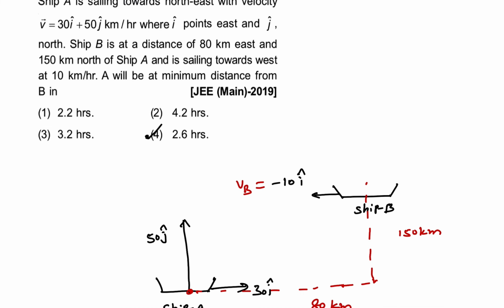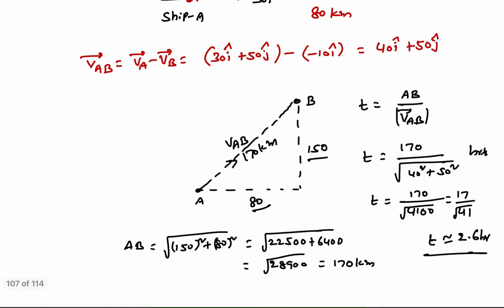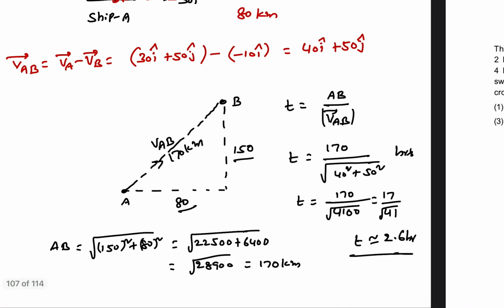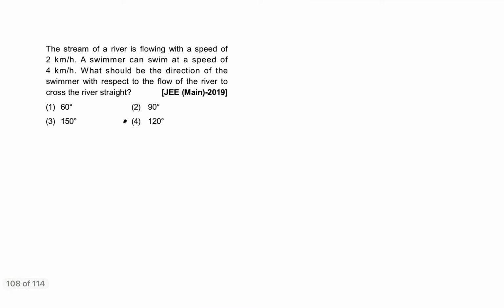Okay, this is the value. The minimum distance from B occurs after 2.6 hours. Next question.